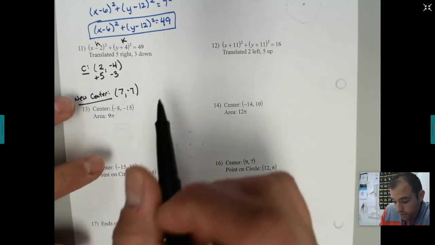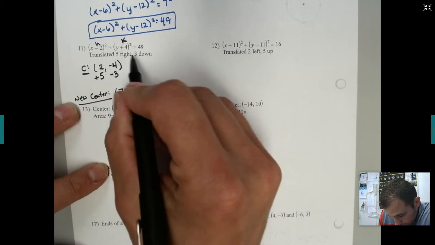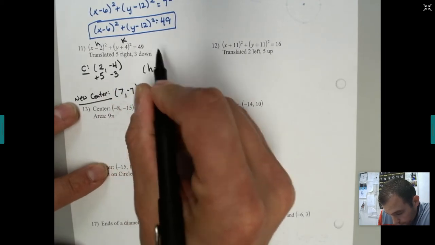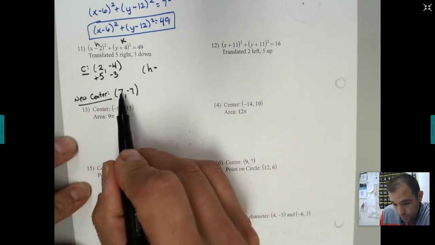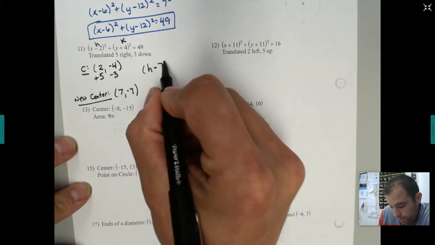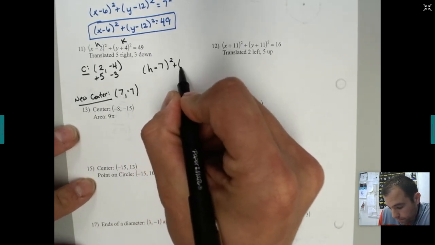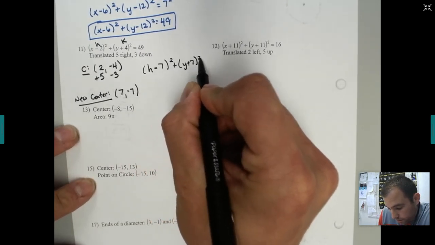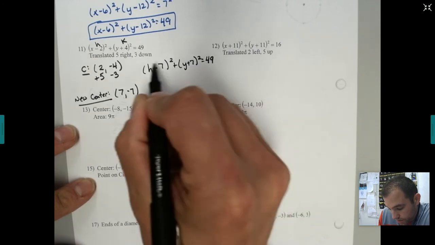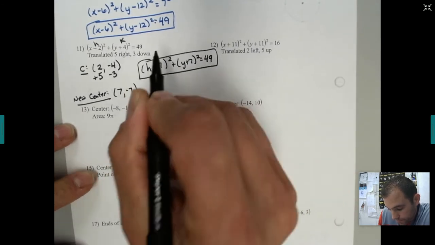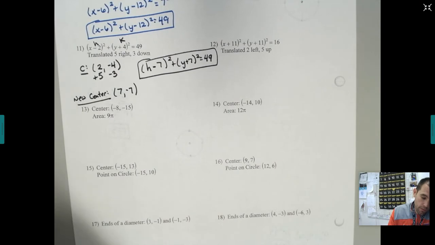All right, so my new equation is going to look really similar to this one, except instead of 2 and 4, I'm going to put 7 and negative 7. So (x minus 7) squared plus (y plus 7) squared equals, r we didn't change, 49. Okay? So again, just add or subtract wherever you're moving that thing. All right, just add or subtract wherever it's going. Okay.